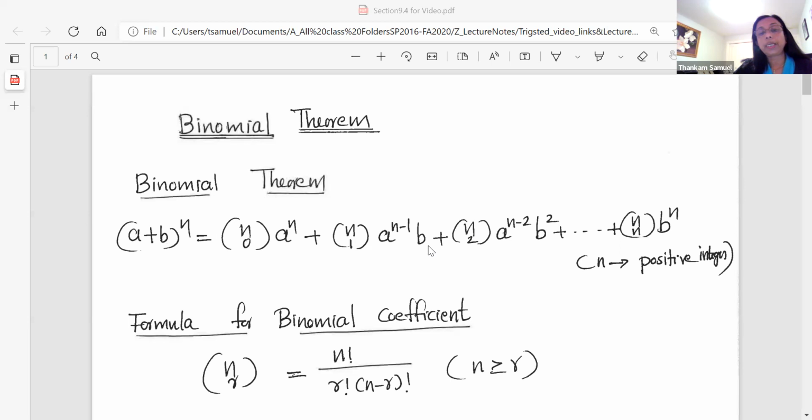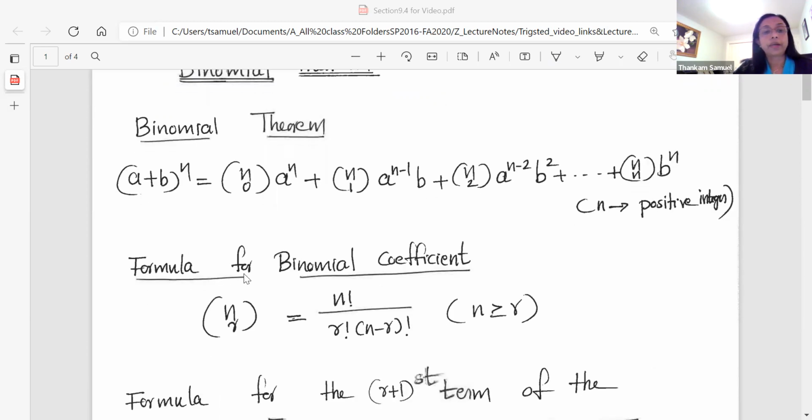And also in each term, the sum of the powers on a and b is equal to n. In all these terms, you can see that the sum of the powers on a and b is equal to n. That is the exponent of this expansion, (a + b) to the n.